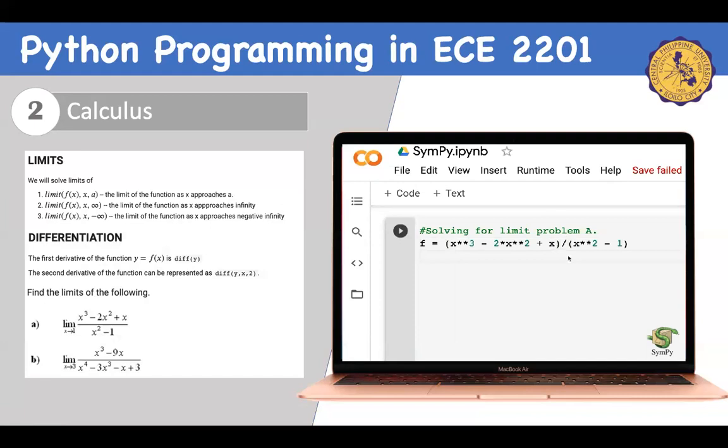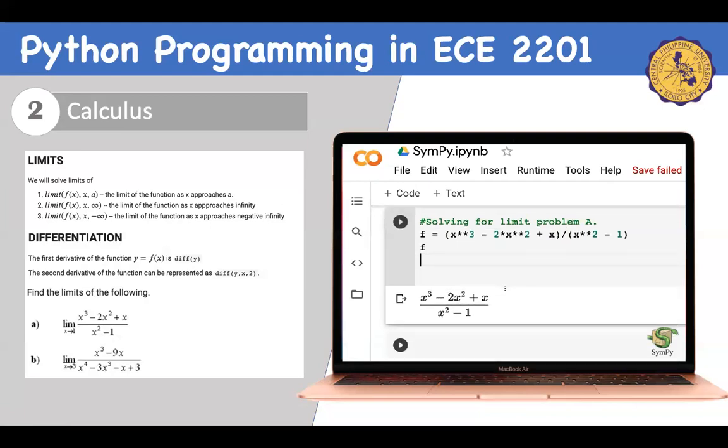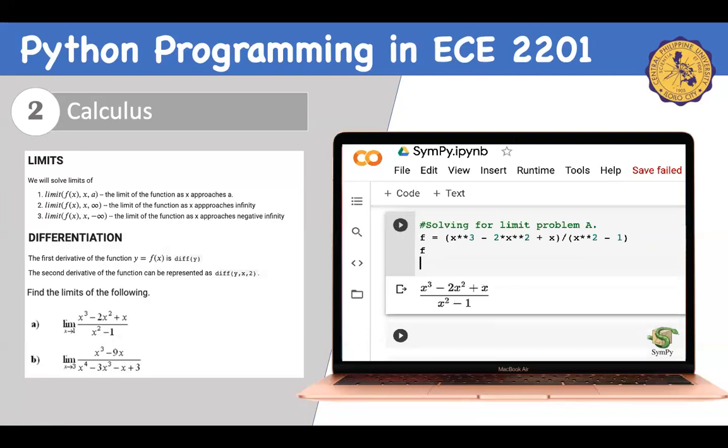Okay, that's how you write the function of x that will be represented by f. Now your f is equal to, let me erase some of this part. So this will become x cubed minus 2x squared plus x all over x squared minus 1. So that's our f function, the function of x represented by f.